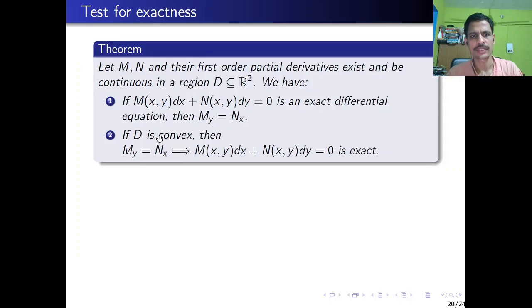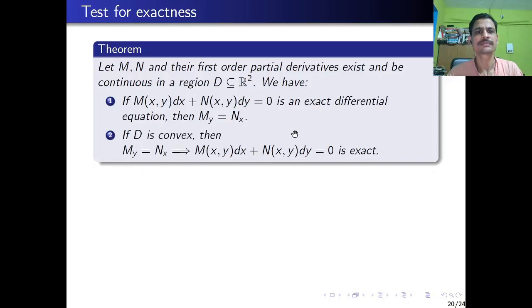So here the claim is the converse holds provided the region is convex. If D is a convex region in the xy plane, then if the partial derivative of M with respect to y is equal to the partial derivative of N with respect to x, then always the ordinary differential equation M(x,y) dx + N(x,y) dy = 0 is exact.